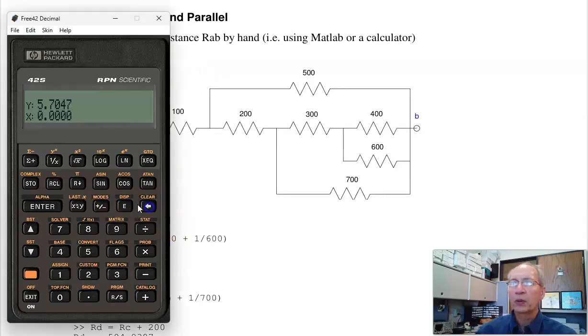To give an idea of how quick and easy they are, I've got 400 in parallel with 600. I would take 400, take the inverse, 600, take the inverse, add, inverse, 240 ohms. In series with 300, add, 540 ohms. In parallel with 700, take the inverse, 700, inverse, add, inverse, 304 ohms. Add 200, 504 ohms. In parallel with 500, 251 ohms plus 100, 351 ohms. Done. On to the next test problem.